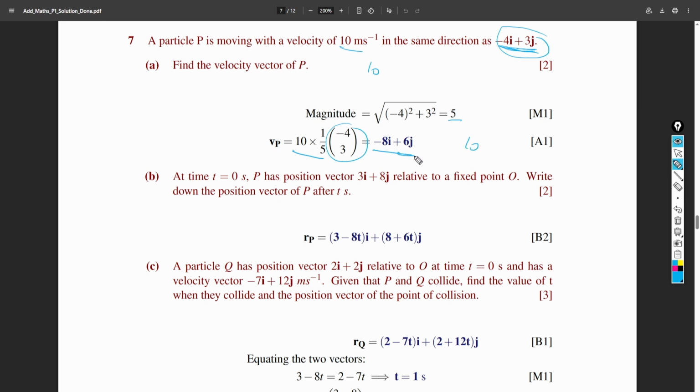So this thing has the magnitude of 10 and the same direction and vector as this. The next part, at time t equals 0, the p has position vector this related to a fixed point O. Write down the position vector of p after t seconds.